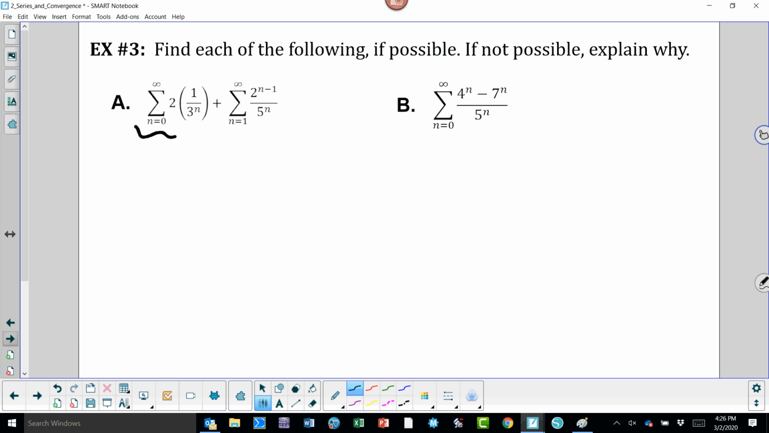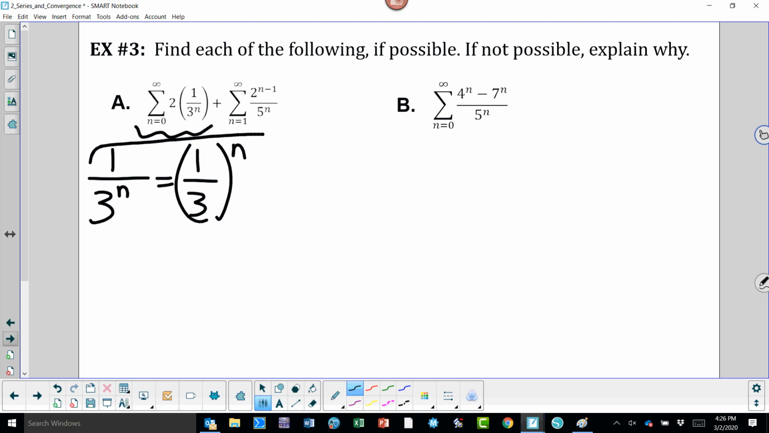So let's see if we can figure out how they're geometric. On this first one, we can see that it's geometric because 1 over 3 to the n is the same thing as (1/3) to the n. So we're multiplying by 1/3, because you would just do 1 to the n, which is 1 over 3 to the n.